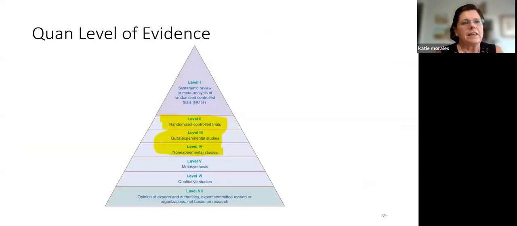So when we look at quantitative level of evidence, it will either be non-experimental, descriptive studies is 4, according to this pyramid. Quasi is a level 3, and then randomized control is a level 2. And then if you did a systematic review or meta-analysis of only randomized control trials, that would be a level 1.